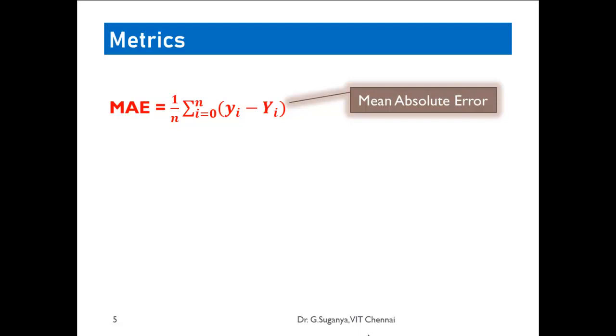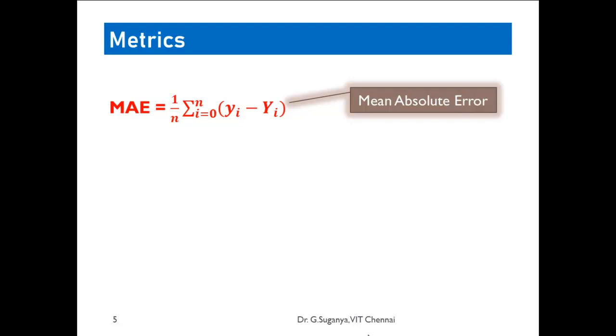So actual minus predicted. We sum up the difference for all the experiences that we have and take its average. That is mean absolute error. There is one limitation with it: it won't take the magnitude alone, but rather the sign as well. So if actual is greater than predicted, you'll end up with a positive value.